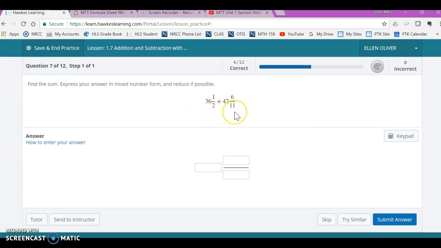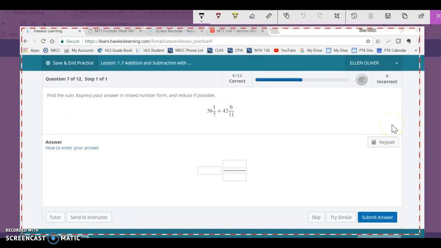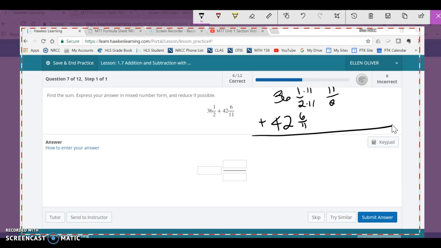All right, here we're adding. I'm going to stack them vertically, and I have to find a common denominator. 36 and 1/2, 42 and 6/11. I'm adding. So 2 and 11 don't have any common factors, so you're going to multiply them together to get your common denominator. So I'm adding, so I don't have to worry about borrowing. 11 and 12 is 23. And 6 and 2 is 8. 3 and 4 is 7.